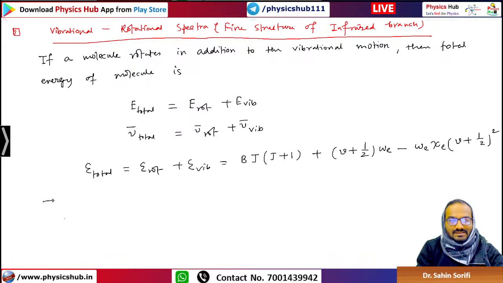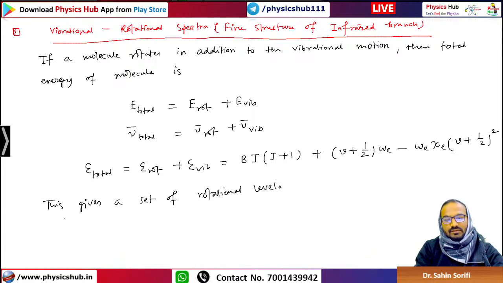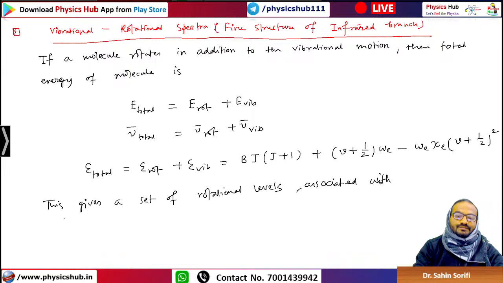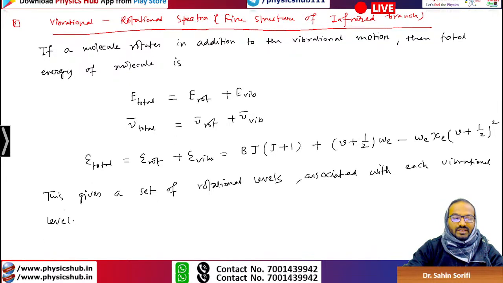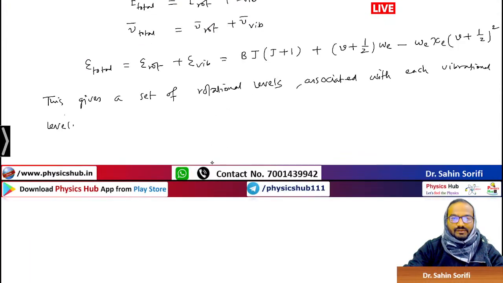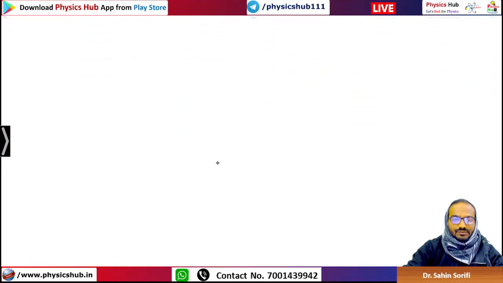So this gives a set of rotational levels, very small, fine. So it will be associated with the vibrational level, associated with each vibrational level. So you can imagine that inside the vibrational level we have a lot of rotational levels. So let me show you this very beautiful thing.